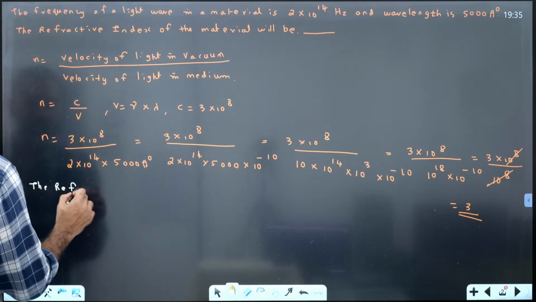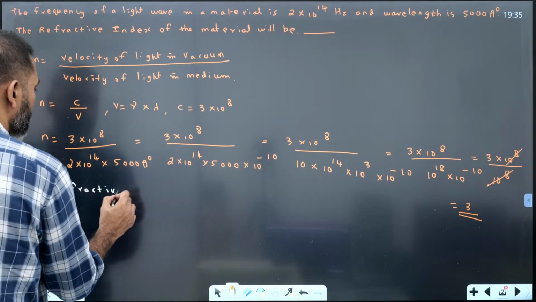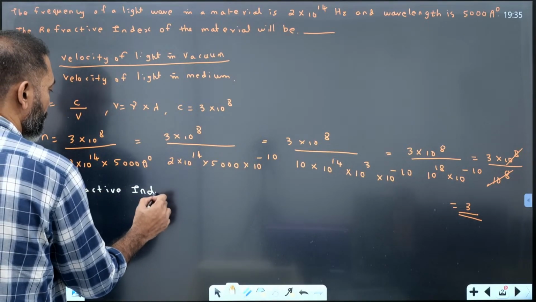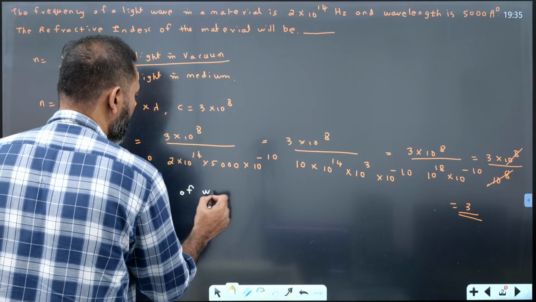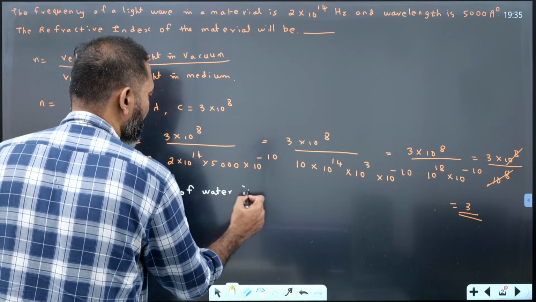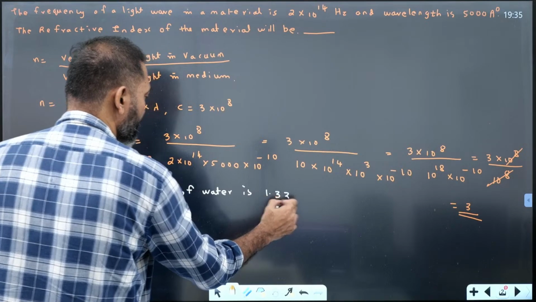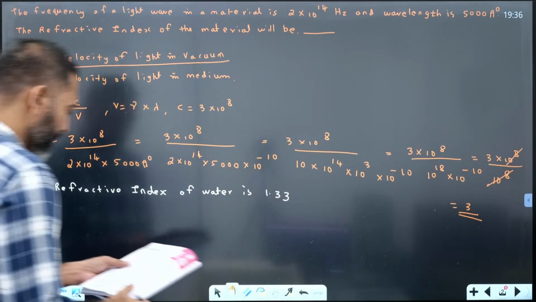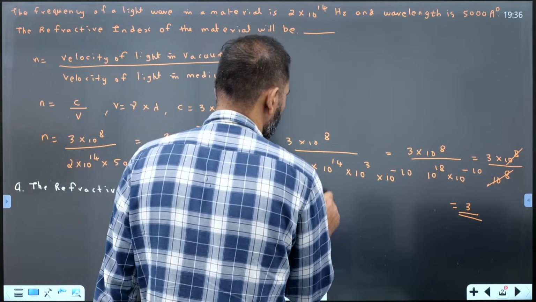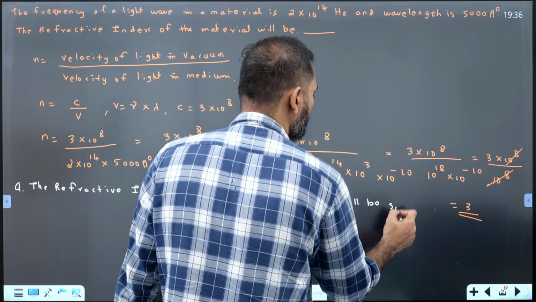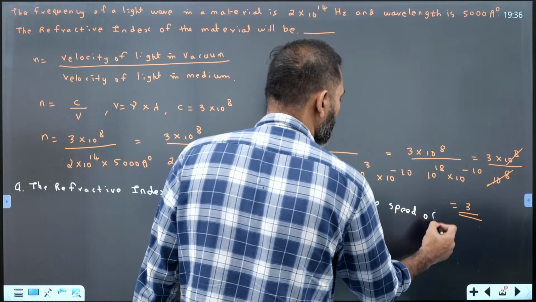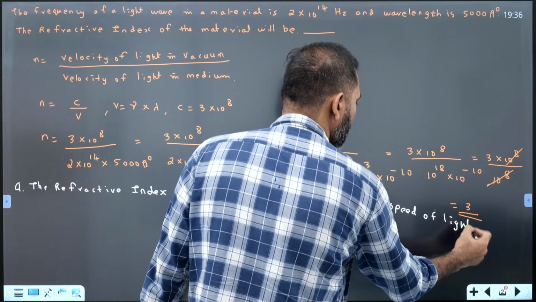Next question. The refractive index of water is 1.33. What will be the speed of light in water? Speed of light in water.